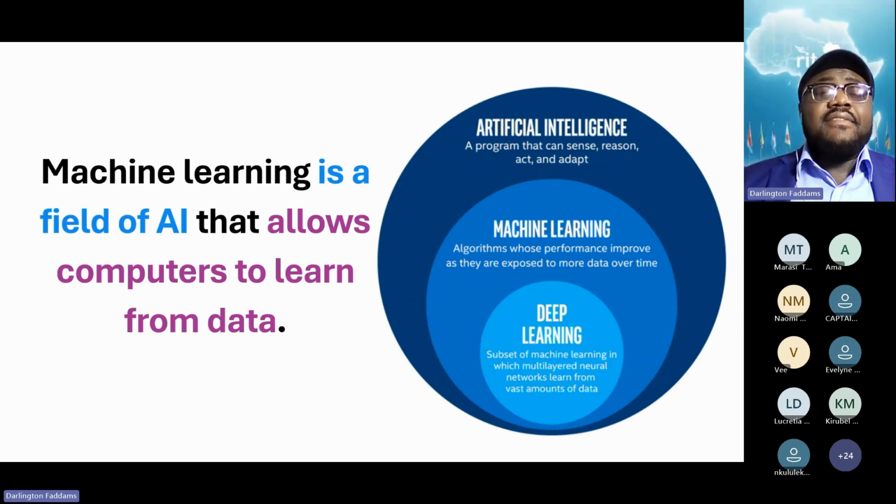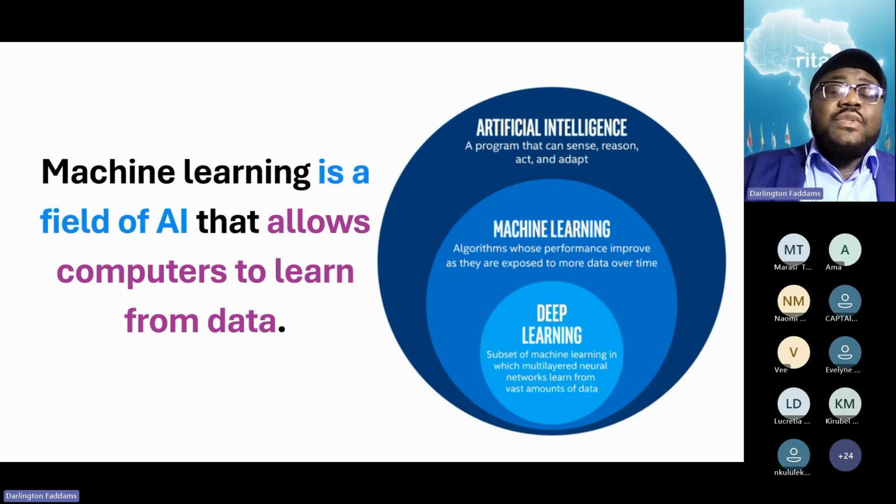Machine learning is a field of AI that allows systems, machines, and computers to learn from data. There are algorithms that are already created. All you have to do is select one and then train the algorithm with data. Once you do that, you have a model and an intelligent system called AI.